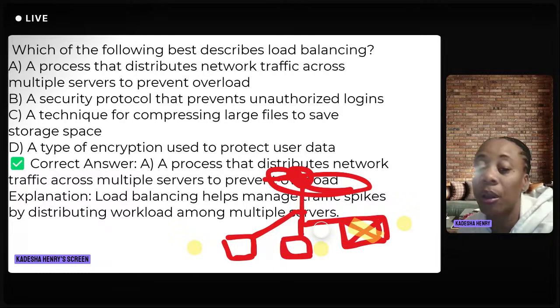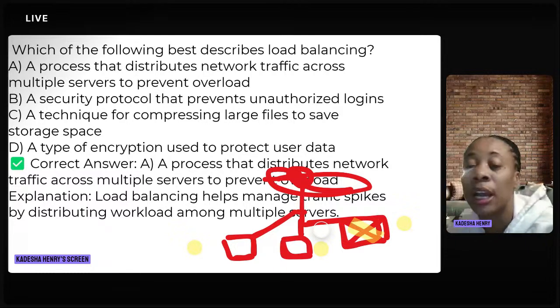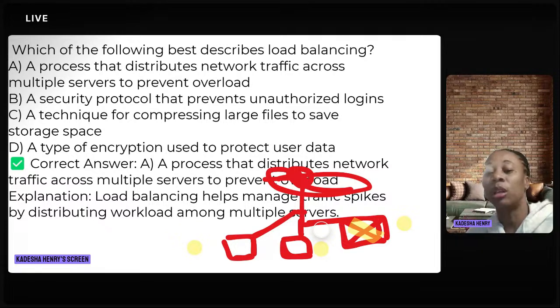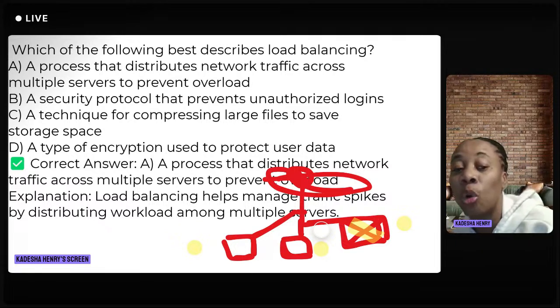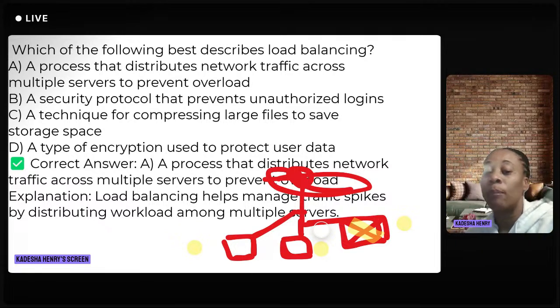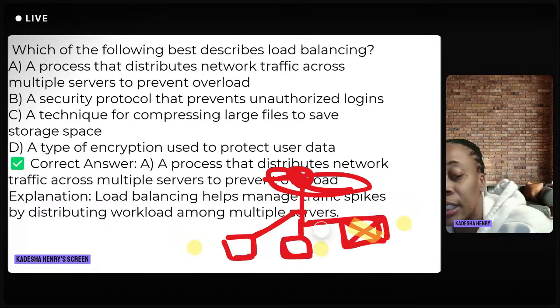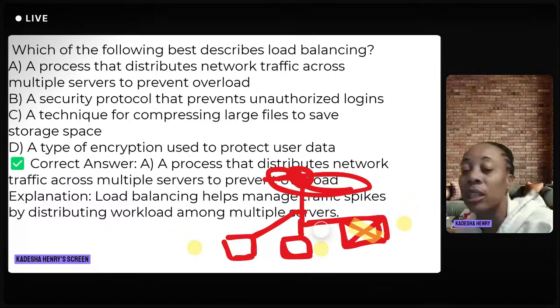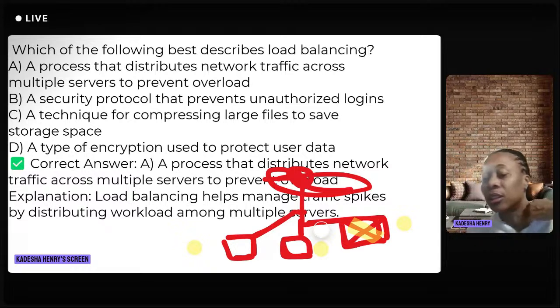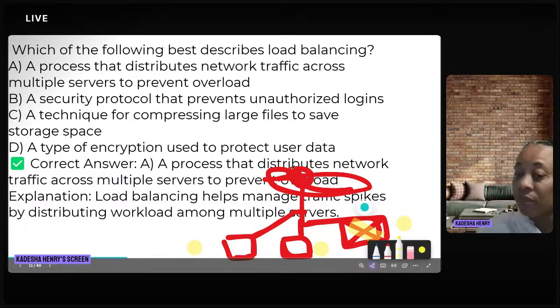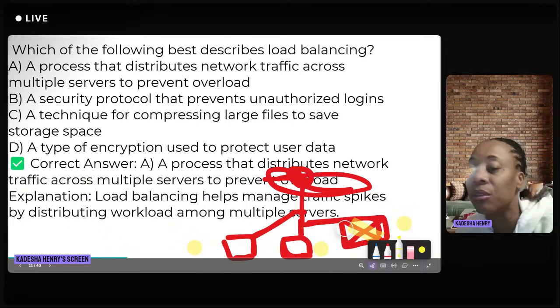So the purpose of the load balancer is to distribute network traffic across multiple servers to prevent overload, right? The load balancer helps to manage spikes by distributing work among multiple servers. So let's say these are the servers and the load balancer is right here. It is distributing the information evenly across the network.